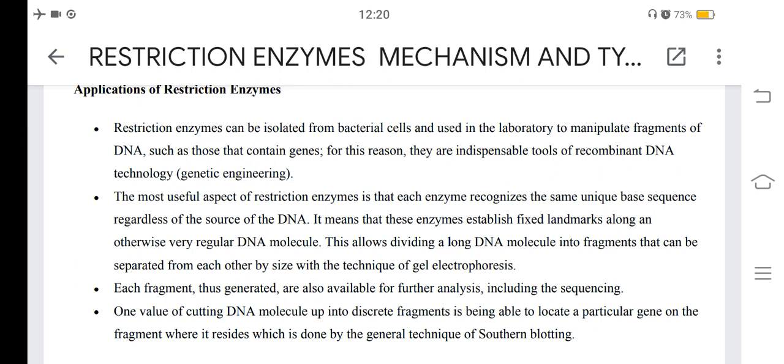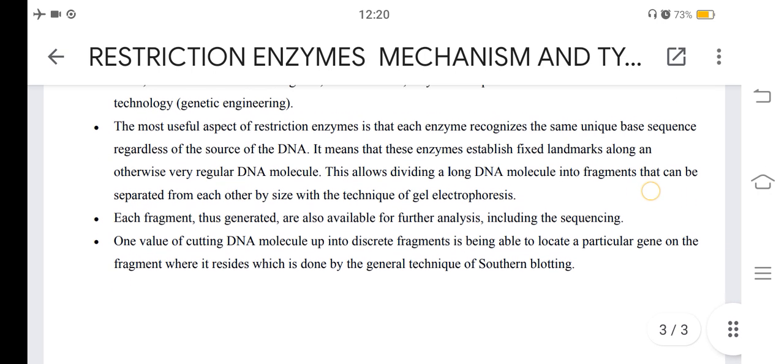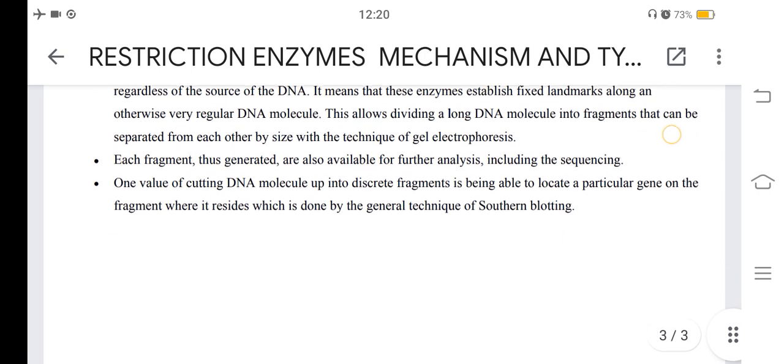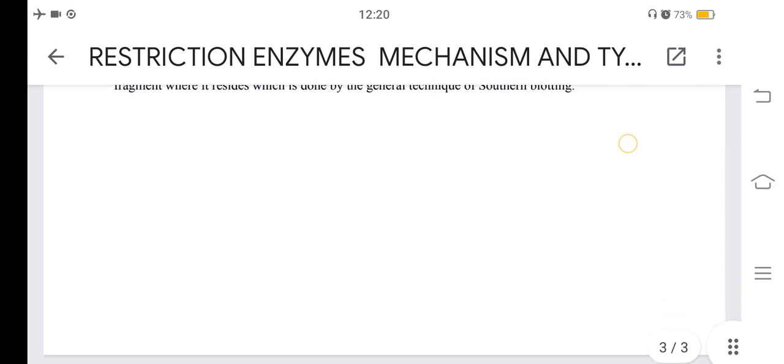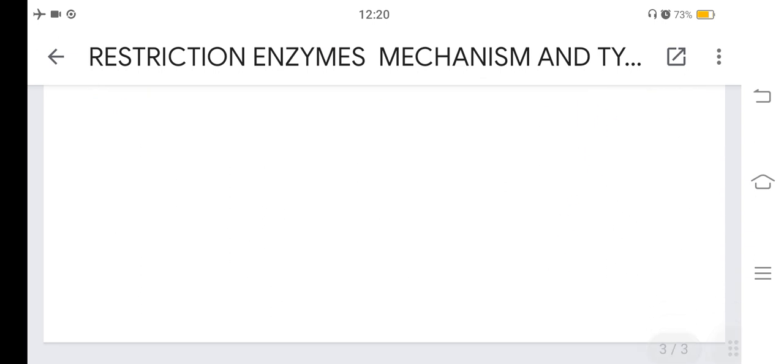This allows dividing a long DNA molecule into fragments that can be separated from each other by size with the technique of gel electrophoresis. Each fragment thus generated is also available for further analysis, including sequencing. One value of cutting a DNA molecule into discrete fragments is being able to locate a particular gene and the fragment where it resides, which is done by the general technique of Southern blotting.